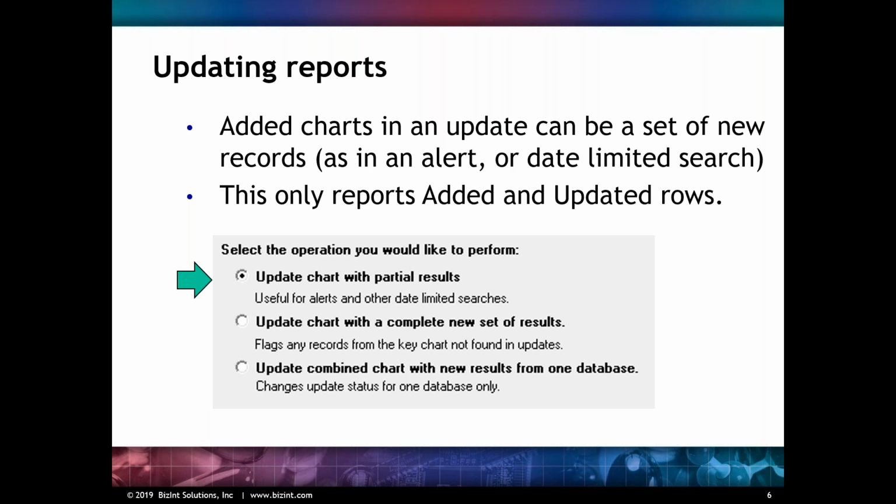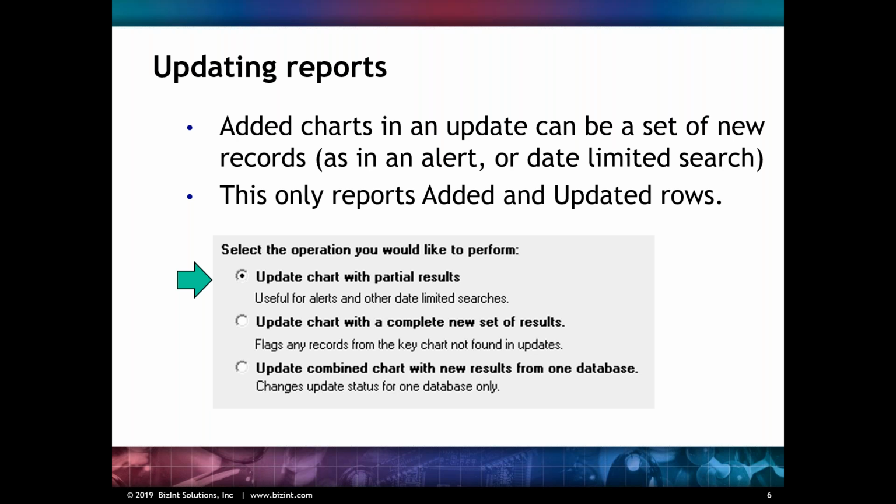There are two different ways that you can update reports. The most typical way is with an alert. So, show me what's changed. Here's a file showing me what's published or appeared in the database in the last week or last month, or a date-limited search since my previous query. When you have a set of new records like this, you want to use this first option on the update panel, update chart with partial results.